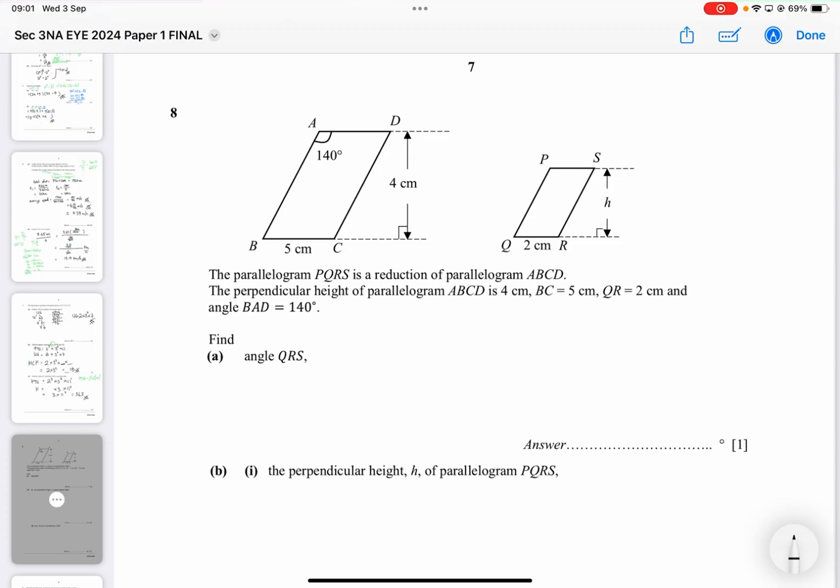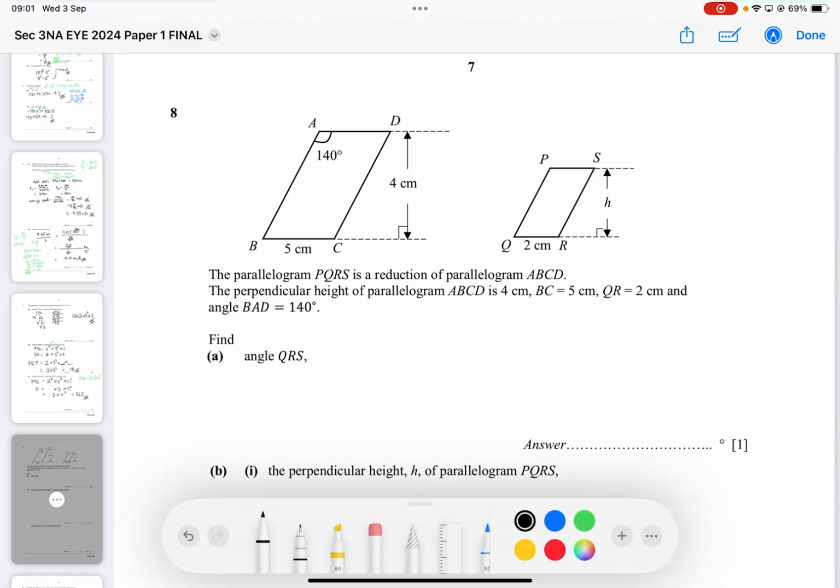Then find angle QRS. QRS means it is this angle. We want to find this angle. But we know these are two similar figures. If this one is 140, this one is also 140. Then they are testing you. This is a parallelogram. If you straight away know the property, you will know the opposite angle is the same. Then you can straight away write down.